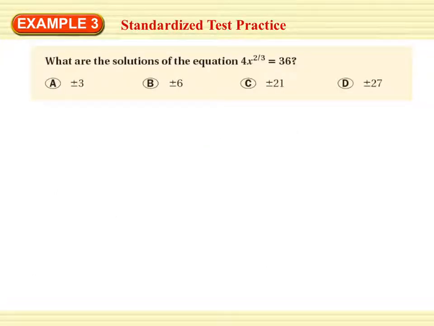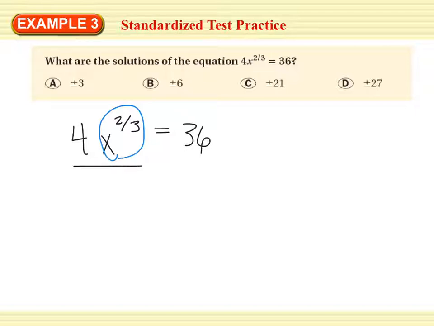All right, so let's look at this. What are the solutions to the equation 4x to the 2/3 equals 36? So just like the previous examples, I still need to isolate this radical. That has not changed. That 4 is just multiplied with the x. It's not attached to the x. So we have to get rid of the 4 first.